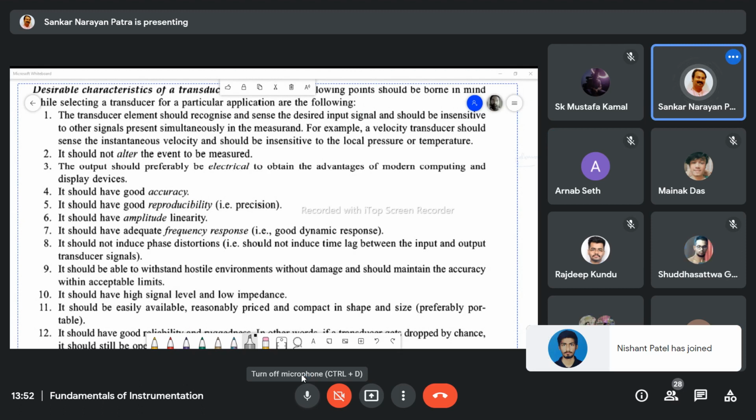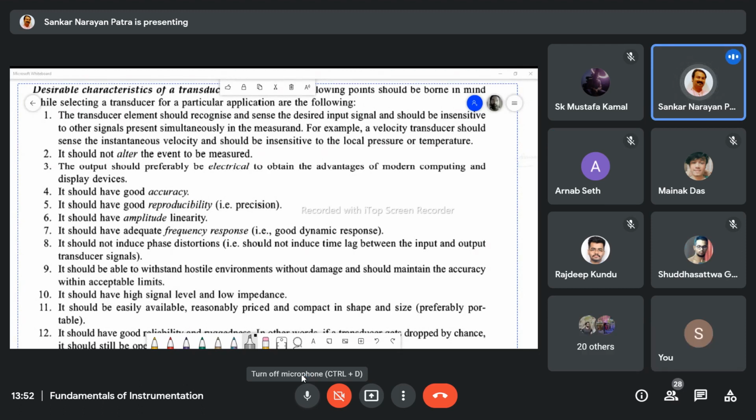You want to measure the temperature of water, which right now is 60 degrees centigrade. That's why I inserted a metal thermometer. If the metal itself is heating up, it will raise the temperature of the water, no? Then how can it be possible to give you a better measurement? So that means the transducer element should not alter the events which will be measured.